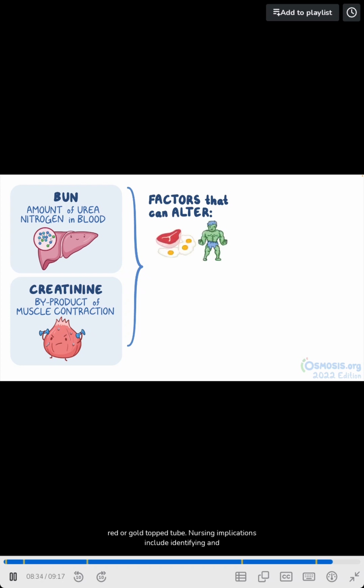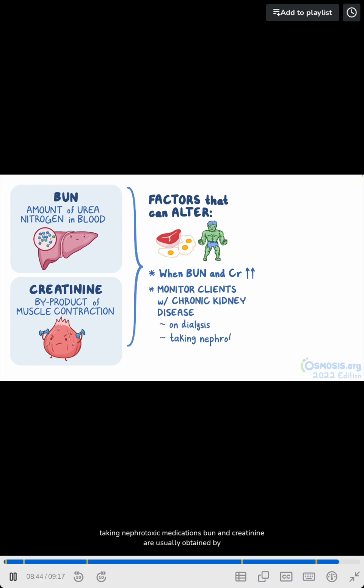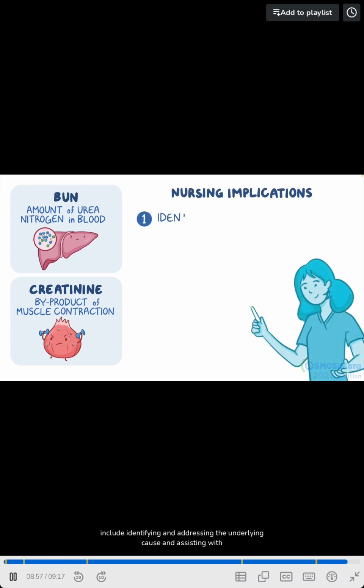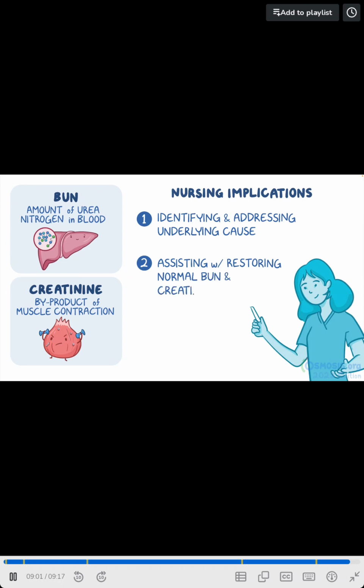factors like diet and muscle mass. BUN and creatinine will be measured when there are signs of high urea or creatinine, to monitor clients with chronic kidney disease, clients on dialysis, or clients taking nephrotoxic medications. BUN and creatinine are usually obtained by venipuncture, using a red or gold top tube. Nursing implications include identifying and addressing the underlying cause and assisting with restoring normal BUN and creatinine levels.